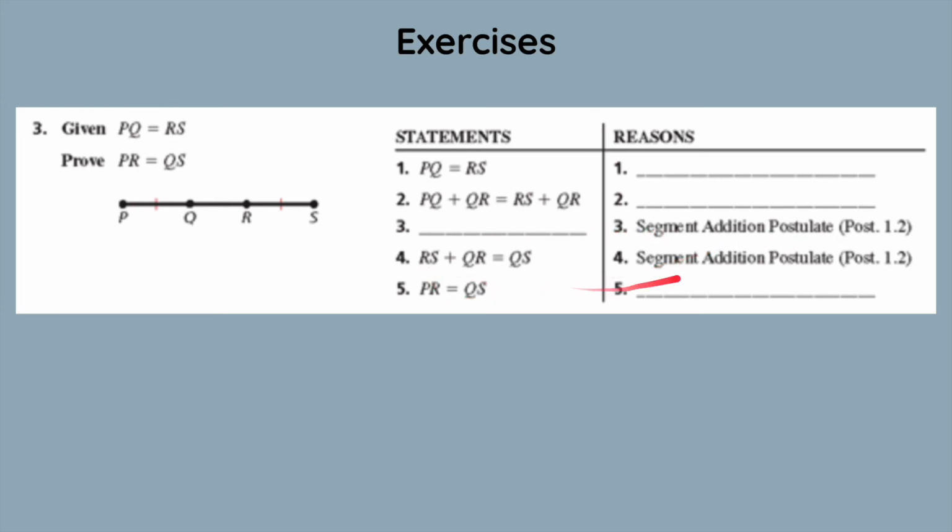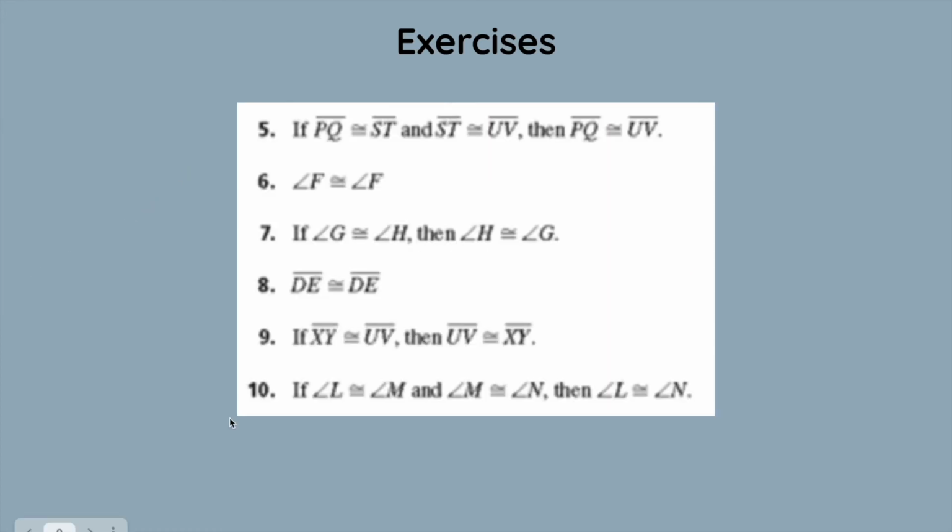This one is already filled out, where the segment addition postulate again shows that RS plus QR equals QS. And finally, we can use the transitive property of equality to show that PR equals QS, which is the final statement. Please pause the video and do all these on your own.